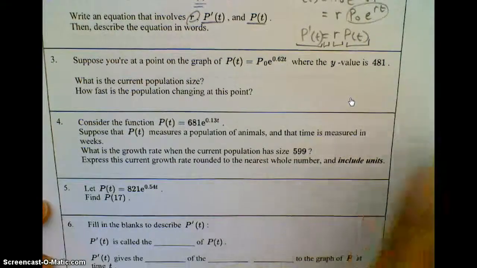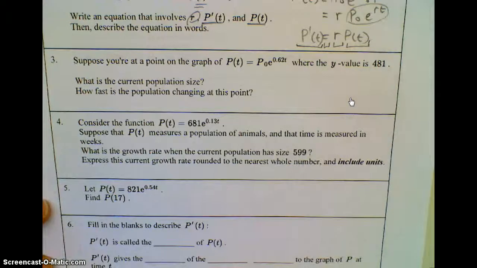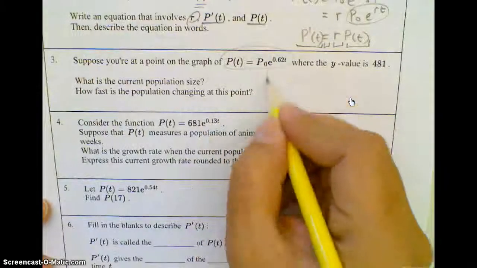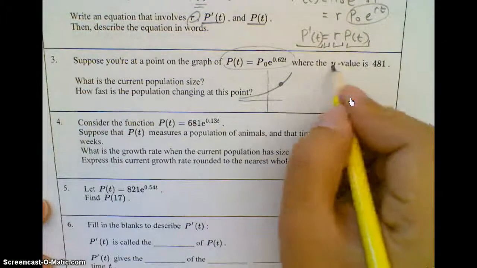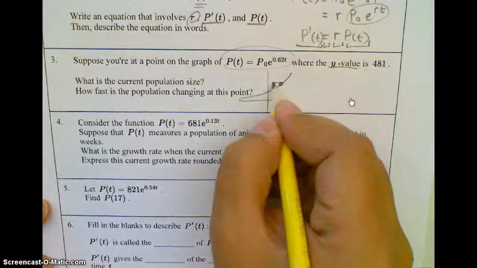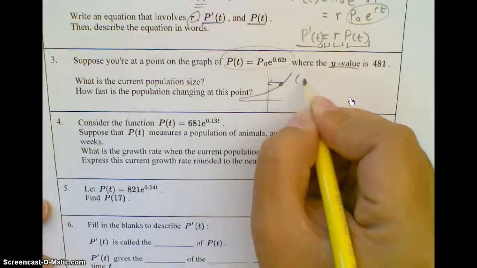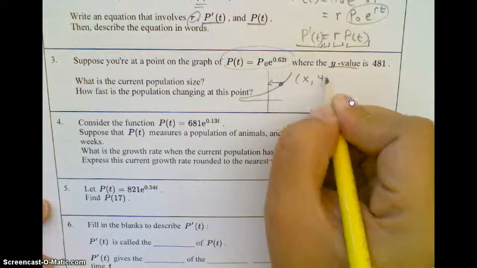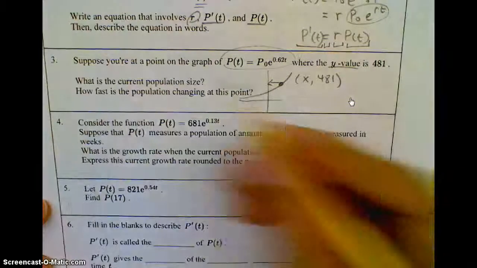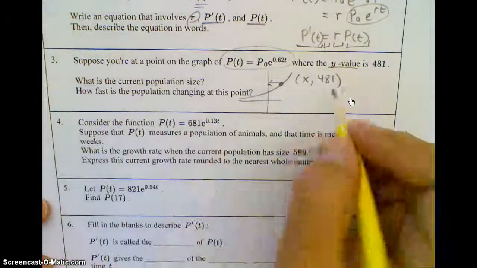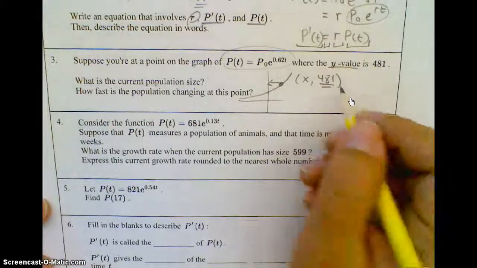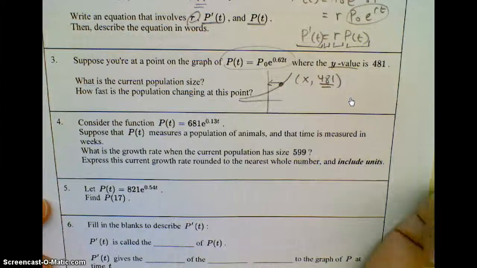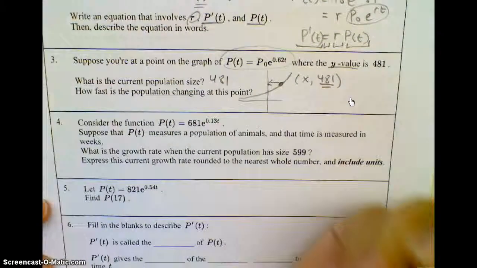Number 3 says, suppose you're at a point on the graph of this function. So my graph looks like this at some point, where the y value is 481. I don't know my x value, but my y value is 481. It says, what is the current population size? Well, all the y values in here are my current population, so I know it's 481. So this is 481 people.